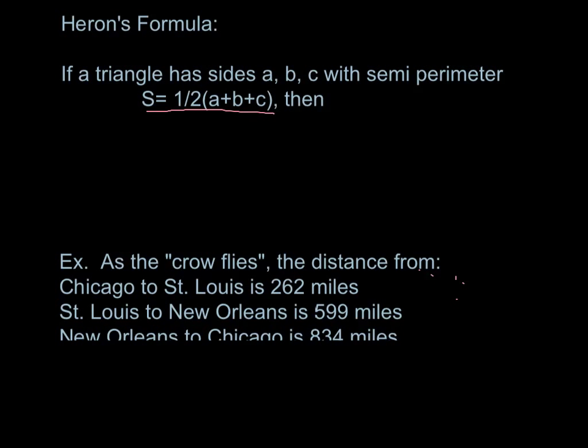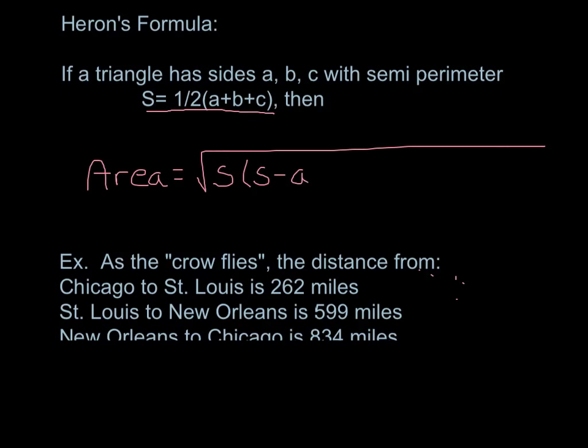Then he also discovered that the area of a triangle could be calculated by taking the square root of S times the quantity S minus side A times S minus side B times S minus side C, and that would give us the area of a triangle.